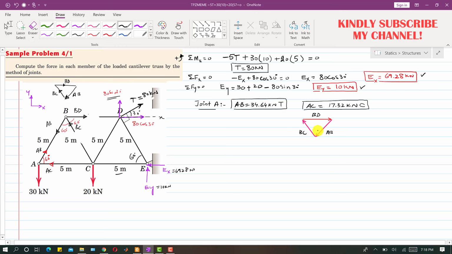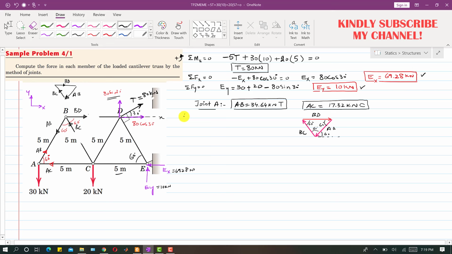Now since AB is making 60 degrees with the horizontal, this angle is 60 degrees. So this is also 60 degrees, and similarly we can see that the angle between BD and BC is also 60 degrees. So if this is 60 and this is 60, then this angle is also 60 degrees. This means that this is an equilateral triangle.